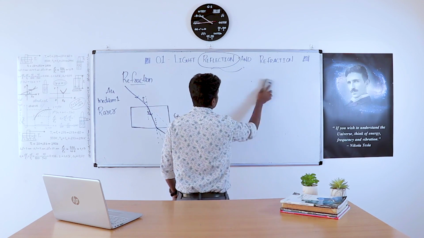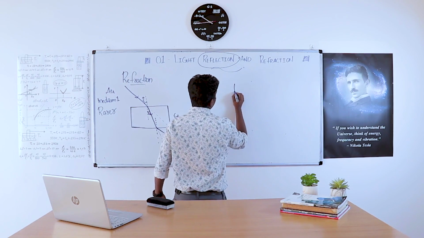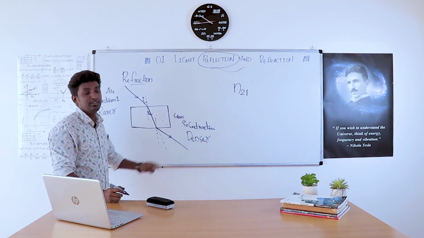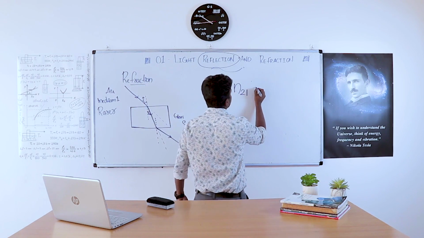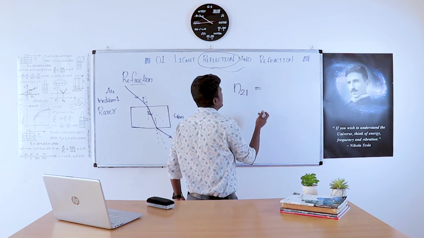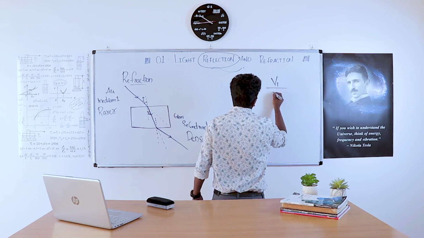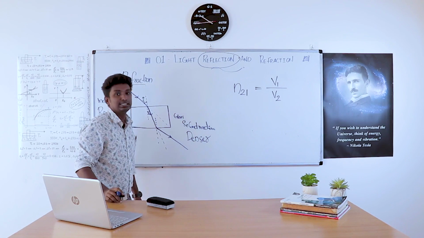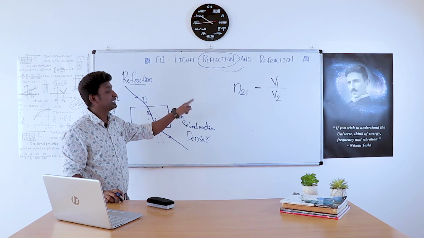Now we are going to discuss the refractive index. When I write N21, this means the refractive index of medium 2 with respect to medium 1. This can be defined as the ratio of the velocity of light in medium 1 to the velocity of light in medium 2. That means the refractive index of medium 2 with respect to medium 1.